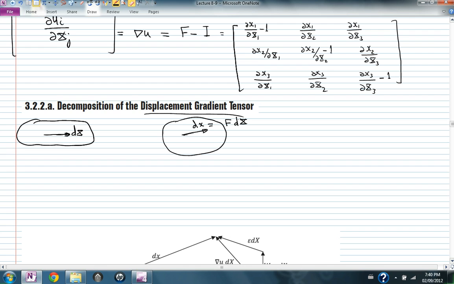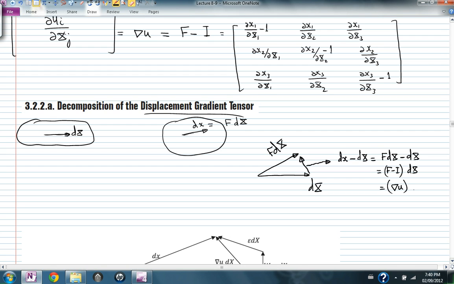Now, if I draw dx, this is f dx. This vector of deformation, which is equal to small dx minus capital dx, is in fact equal to f capital dx minus dx, which is f minus I capital dx, which is basically equal to the gradient of the displacement tensor multiplied by dx.